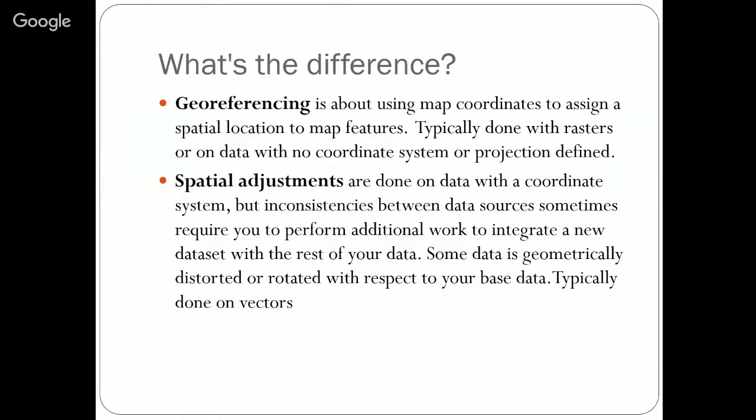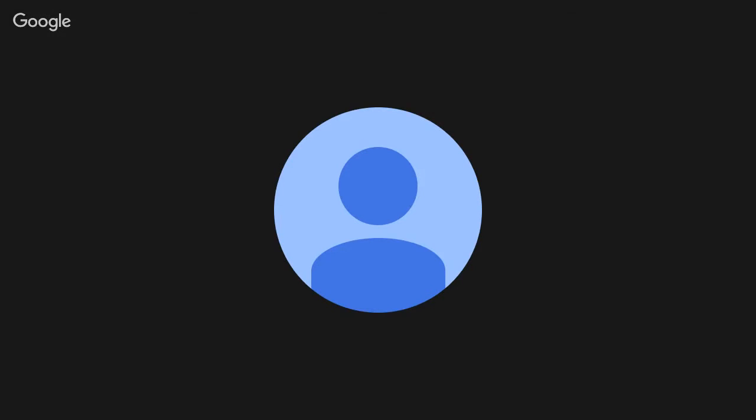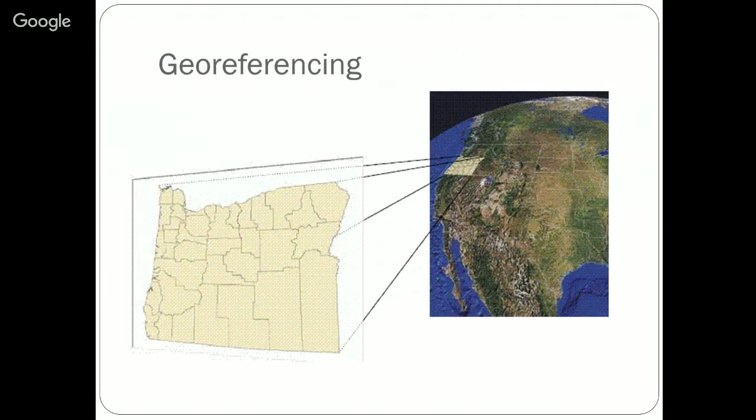So here's an example of georeferencing where maybe we have some picture data and we want to match that to something with a spatial reference. And so here we might be able to use the corners of the counties to match up to corners on something else that we can see. So again, matching data with no spatial reference to something with a spatial reference.